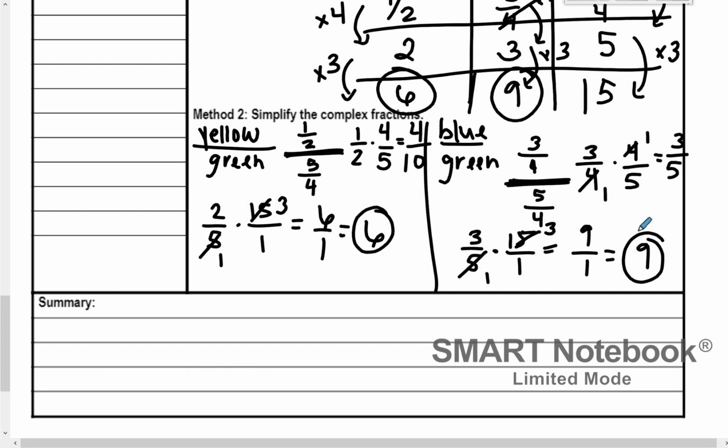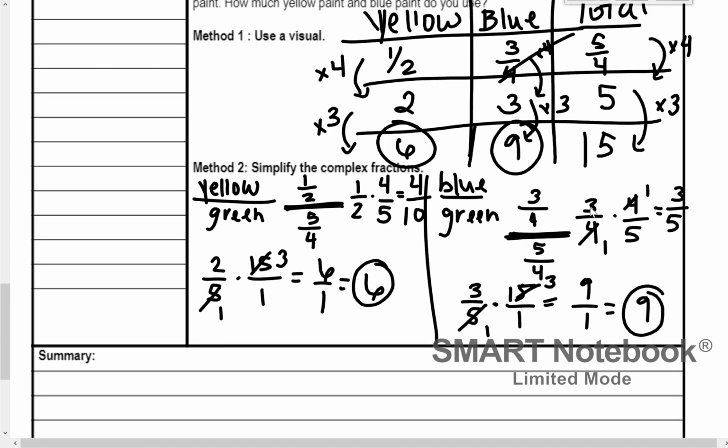At this time, you can choose which way you would want to solve a problem, unless the directions say to use simplifying complex fractions or use a visual table or graph. You can choose, but just really make sure that you read those directions on a test or something. All right, and that's it for today.